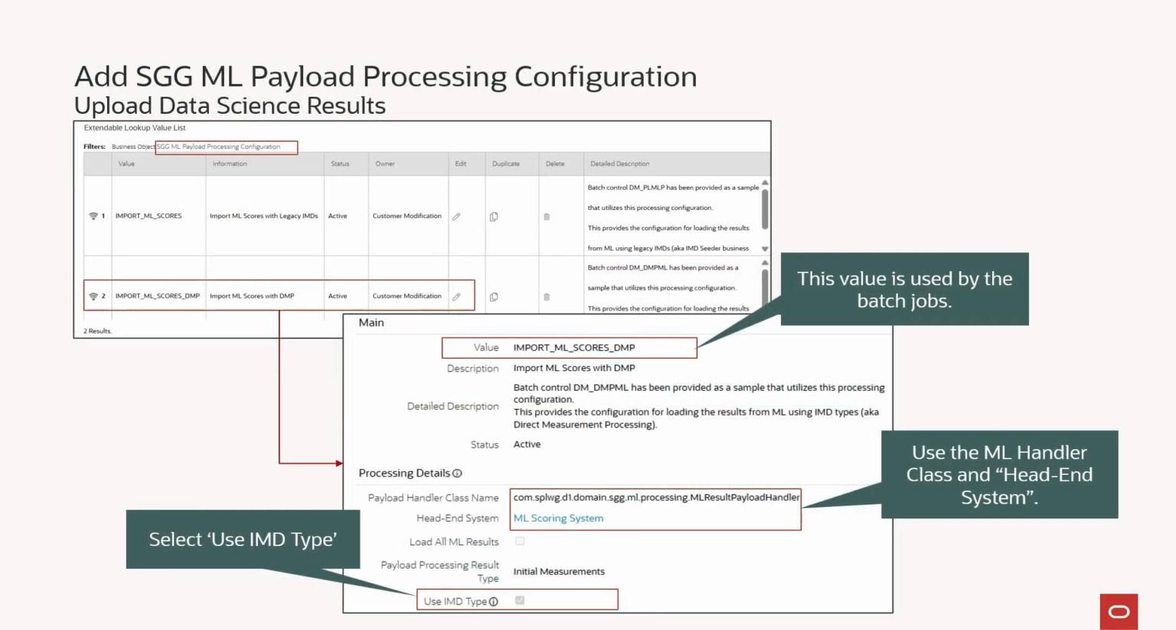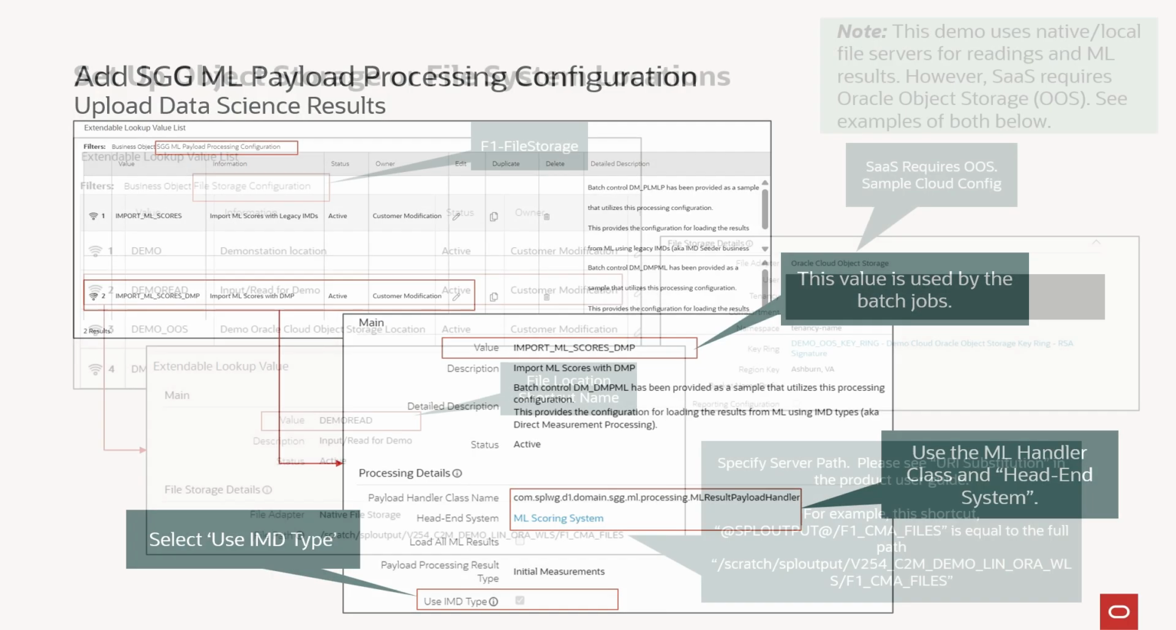Now add the SGG ML payload processing configuration. Go to Extendable Lookups and add or edit an SGG ML payload processing configuration. Make sure you have a configuration value, and make sure you are using the SGG ML payload handler class name, as shown here. You also must select Use IMD type to use ML with DMP.